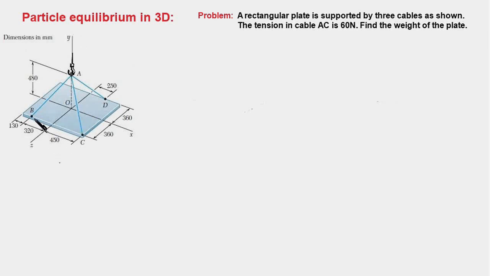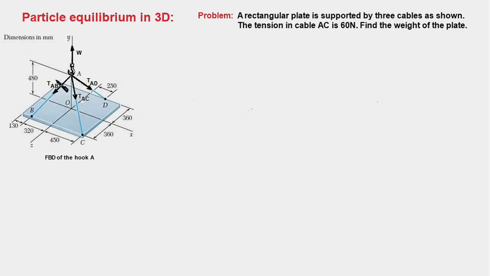Let's assume the weight of the plate is W newtons, and the first step in solving such problems is to draw a FBD, and here we have a choice. Either we can draw a FBD of the hook or the rectangular plate itself. The FBD of the hook will look like this.